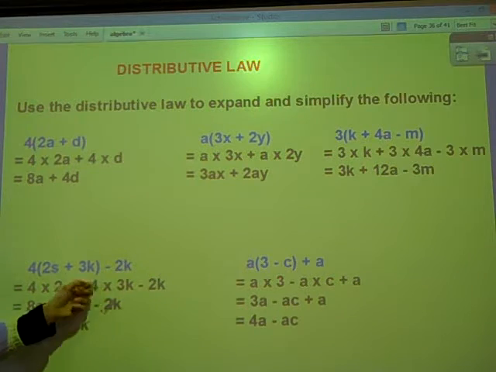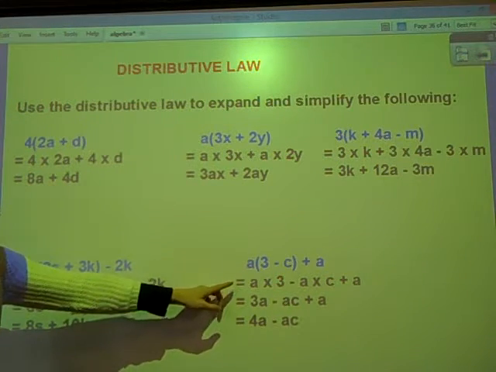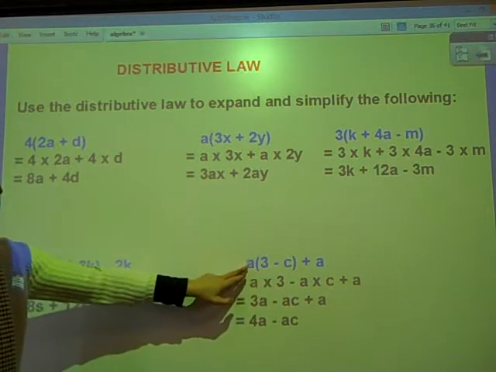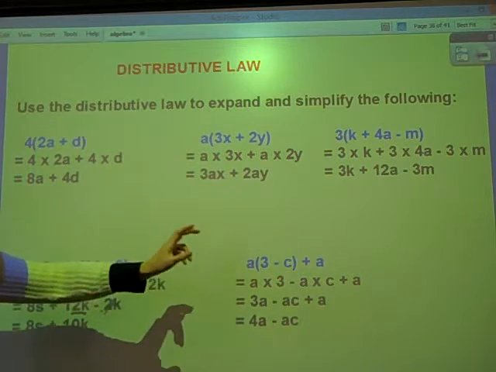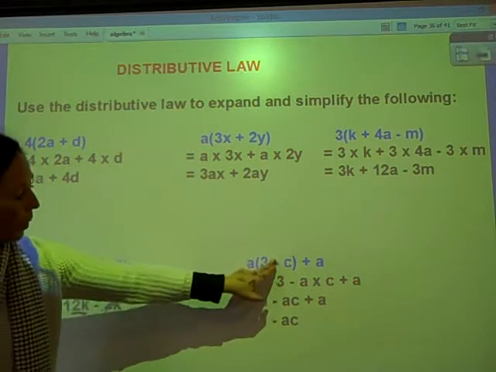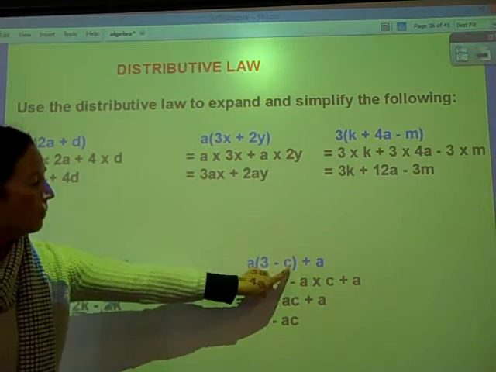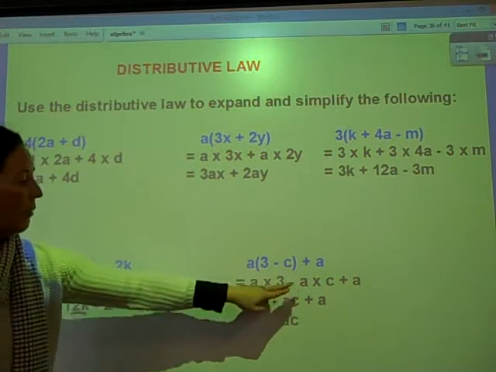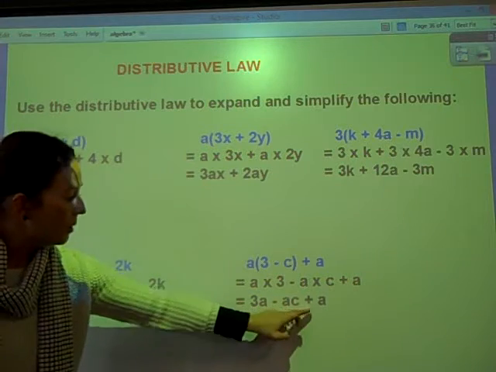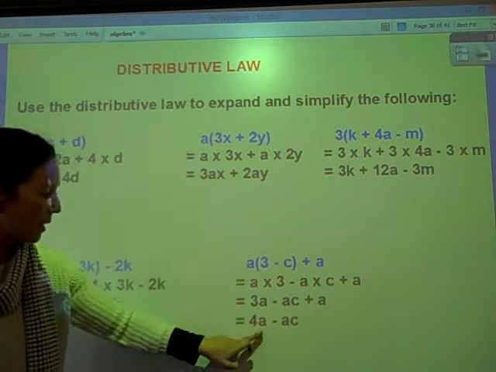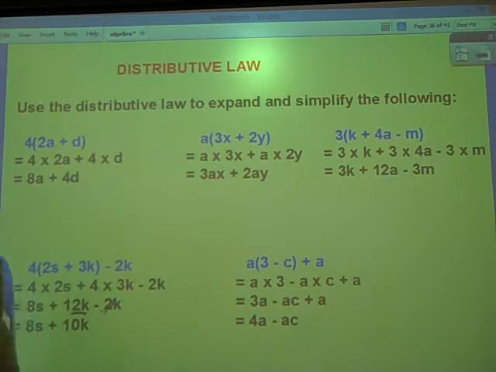The same sort of question is here. This time it's just got a letter on the end. So still, remember, you only multiply what is outside the bracket by what is inside the bracket. So A times 3A gives me 3A. A times C gives me AC. And then I have my plus A on the end. Have I got any like terms there? Yes, I do. 3A plus A gives me 4A. Then I have my minus AC.